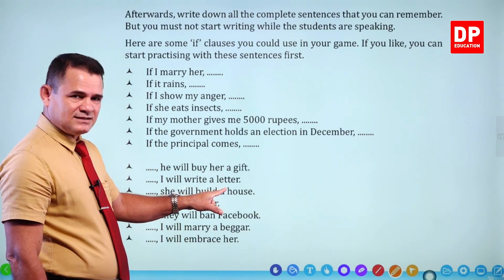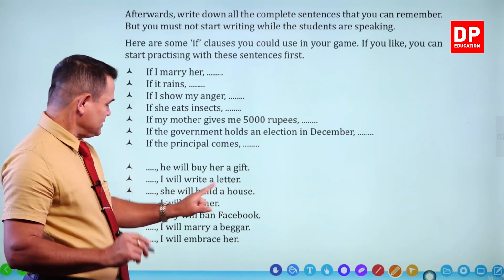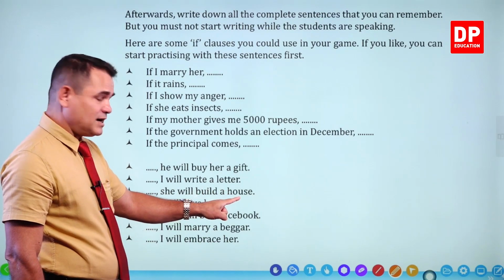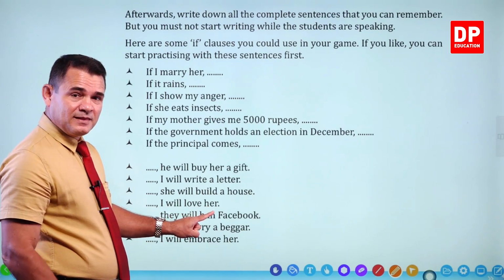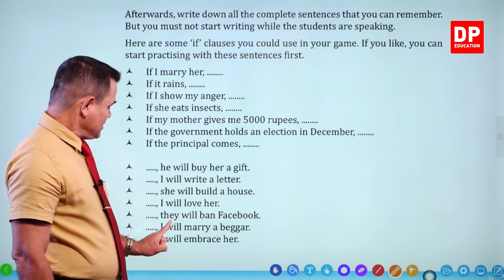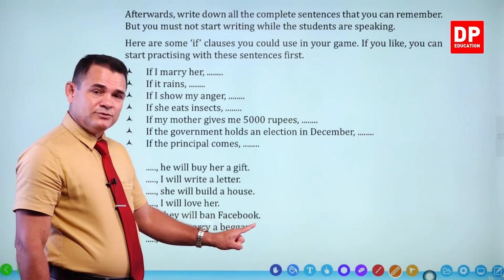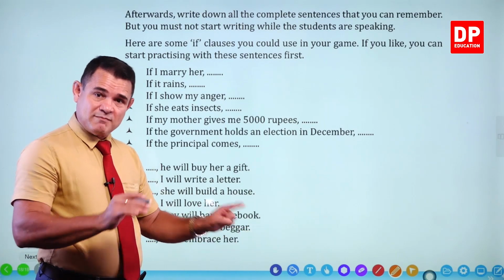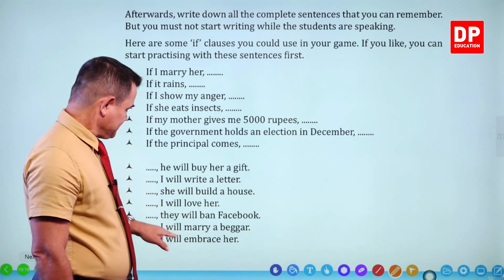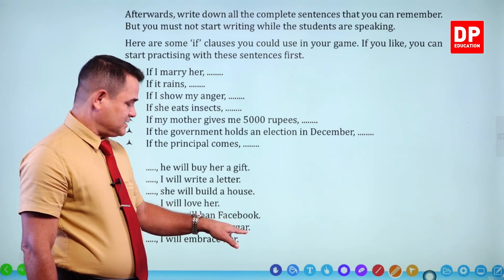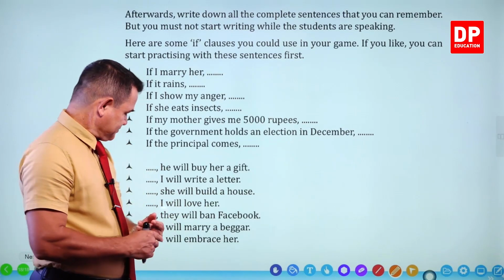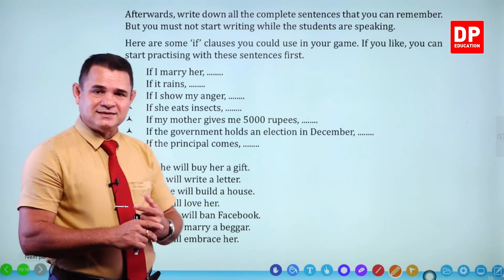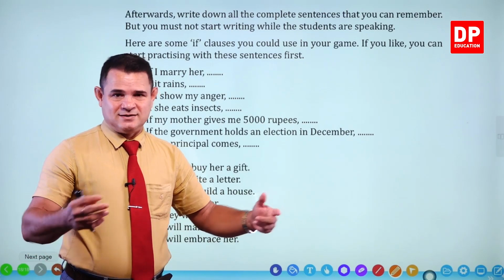I will write a letter. She will build a house. I will love her. They will ban Facebook. I will marry a beggar. I will embrace her.